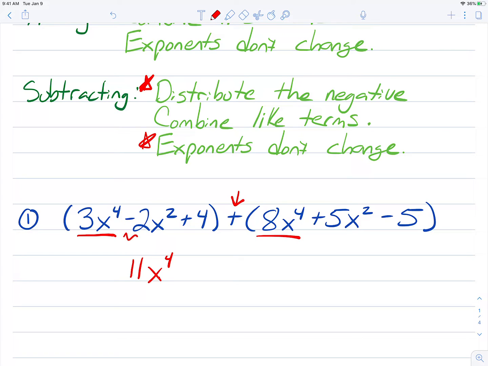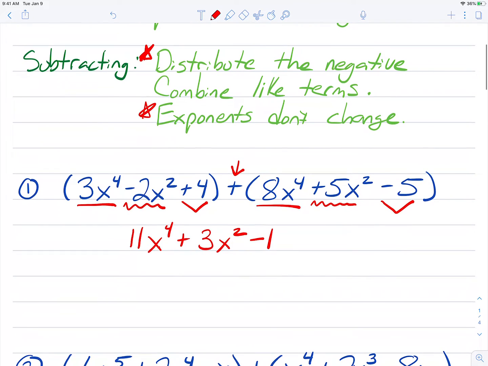Then we have a negative 2x squared and a positive 5x squared. Those are both x squareds. So we can go negative 2 plus 5, and that would be a positive 3x squared. And then we have constants that match. We have a plus 4 and a minus 5, which together makes a minus 1. Now double check that your answer is in standard form. This one is. The exponents go from 4 to 3 to a constant, so we're good. Sorry, 4 to 2 to a constant.